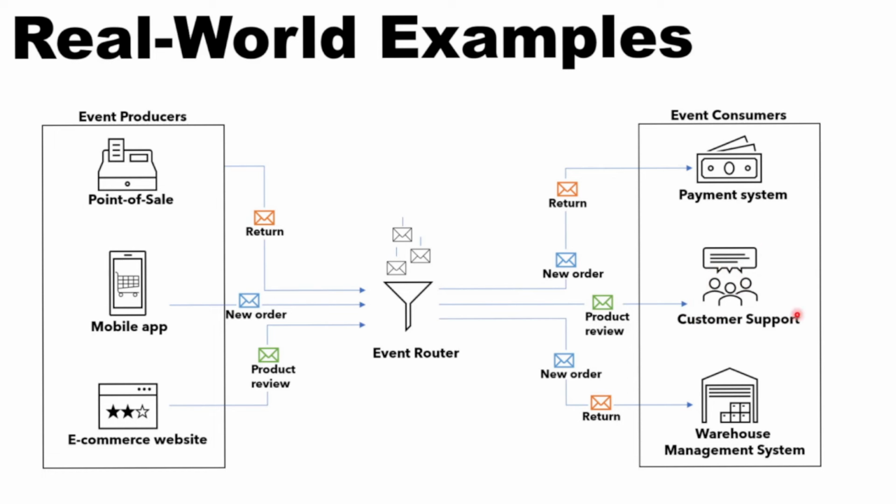There's the customer support system that's interested in the product reviews that the client has placed, so they receive that event. And then we have the warehouse management system, which receives new orders and returns so they can adjust inventories. So all of those systems, as you can see, they're decoupled from the other systems that the customers interact with. They receive the events that they're interested in and they process those events.